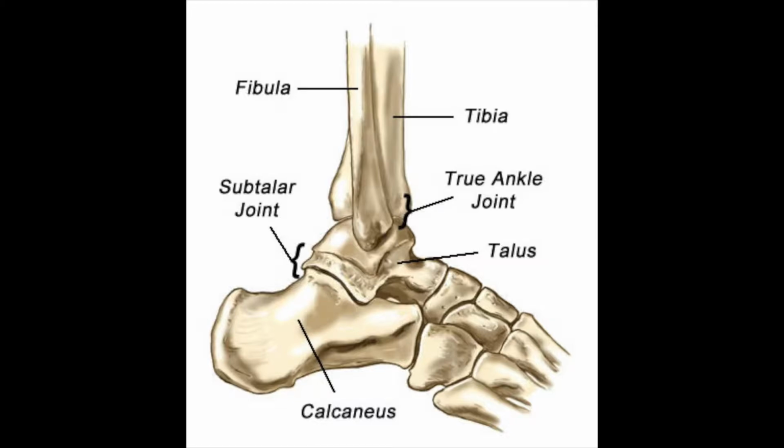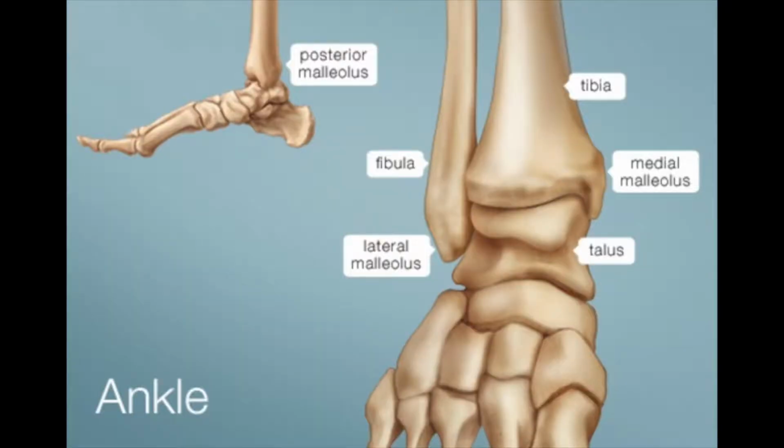Two bones of the foot, the talus and the calcaneus, connect to make the subtalar joint that allows the foot to move side to side. The tarsal bones connect to the five long bones of the foot, the metatarsals. The bony protrusions on the side and the back of the ankle are called malleolus. The medial malleolus is on the inside of your ankle, the lateral malleolus is on the outside of your ankle, and the posterior malleolus is on the back of your ankle.